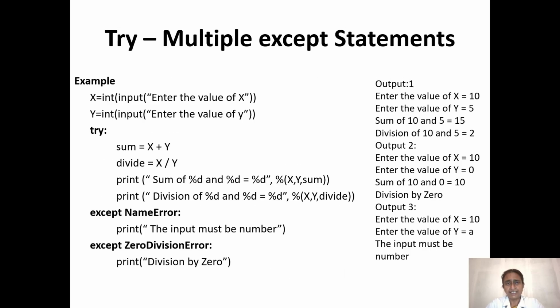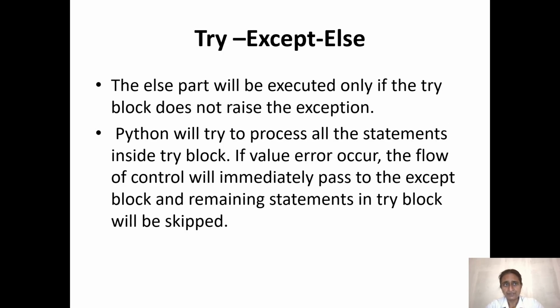Next is the try multiple except statement, given as an example. X and y are given as input values, and next, using try, the sum and division are calculated, and at that time the input may cause an error that is divisible by 0.